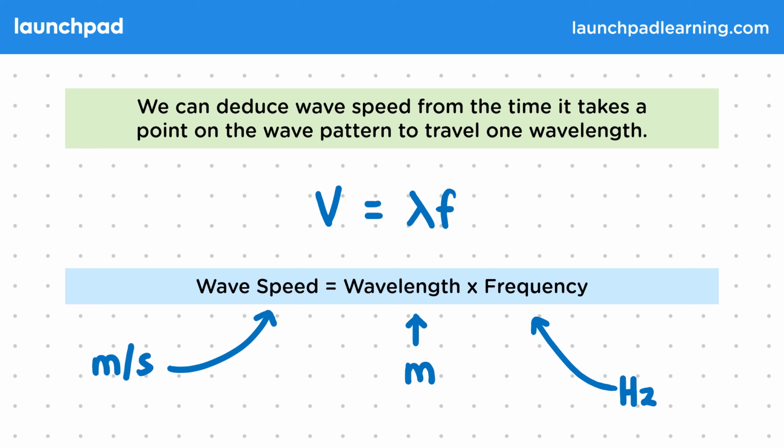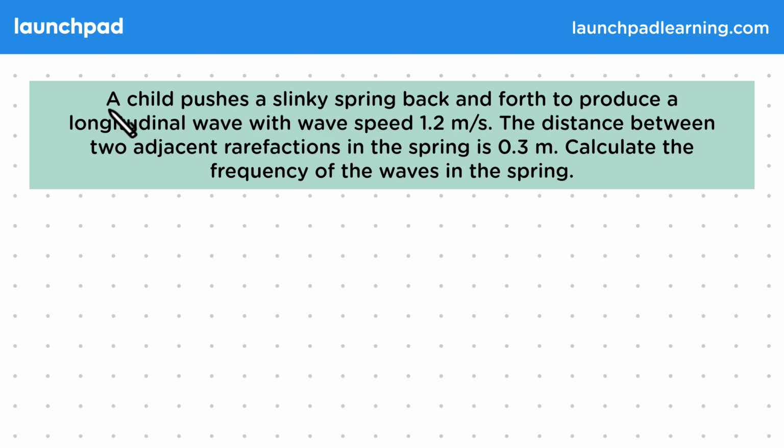This is a very common equation used in wave problems in exams, so let's do a practice example with this. A child pushes a slinky spring back and forth to produce a longitudinal wave with wave speed 1.2 meters per second. The distance between two adjacent rarefactions in the spring is 0.3 meters. Calculate the frequency of the waves in the spring.